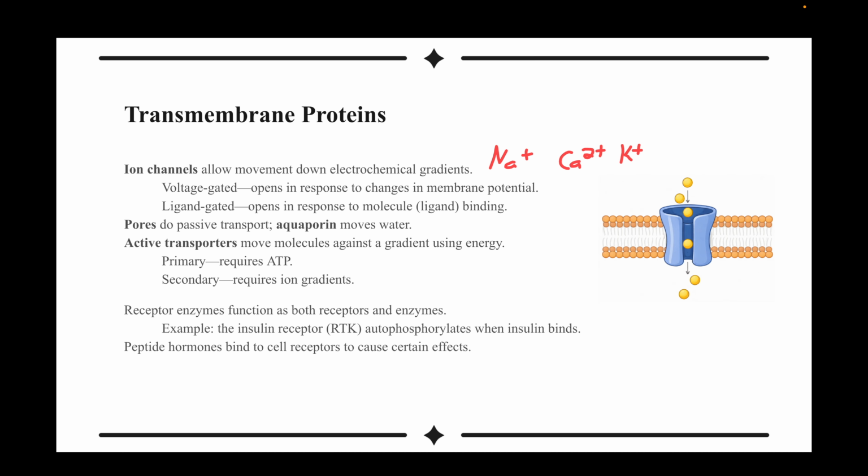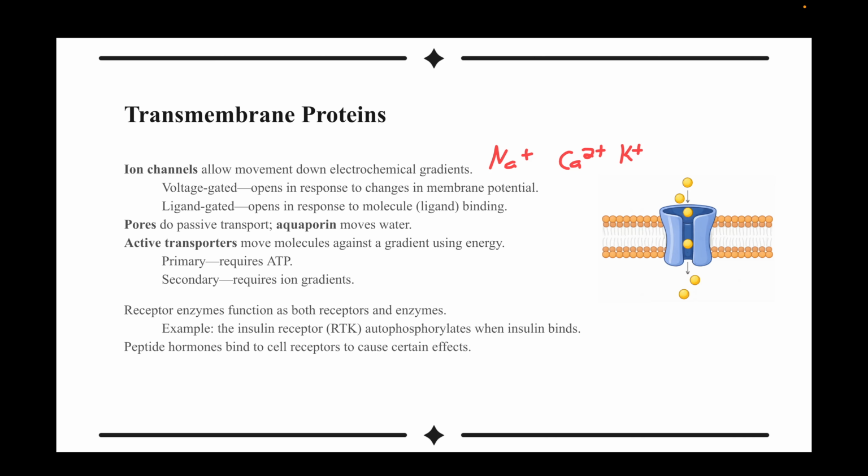Active transporters move molecules against a concentration gradient using energy. That can be in the form of ATP in primary active transporters, or it can be in the form of pre-existing ion gradients in secondary active transporters, which are usually set up by other primary active transporters.